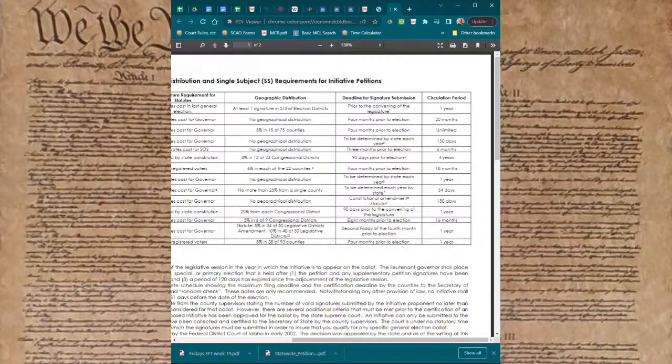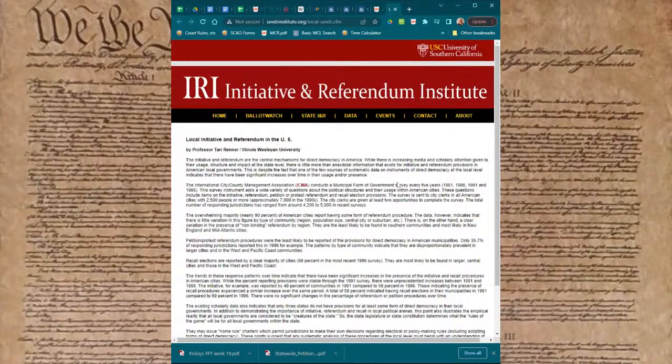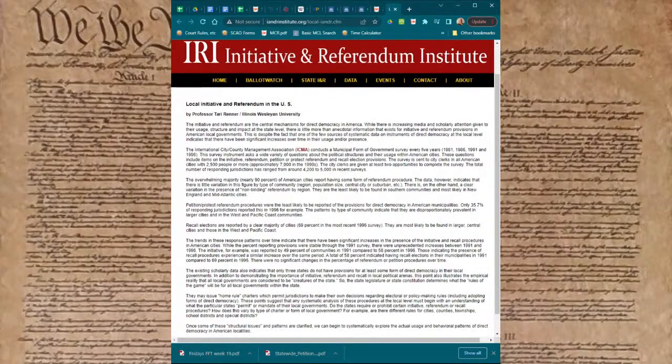Anyway, so that's just some information. That is the second one that is in our links for the Freedom Fighting Tools. The third one here is the local initiative and referendum in the U.S. It's giving information about, again, local. So a lot of the emphasis that I've been giving is about statewide initiatives or constitutional amendment petitions. This is for local initiatives and referendums.